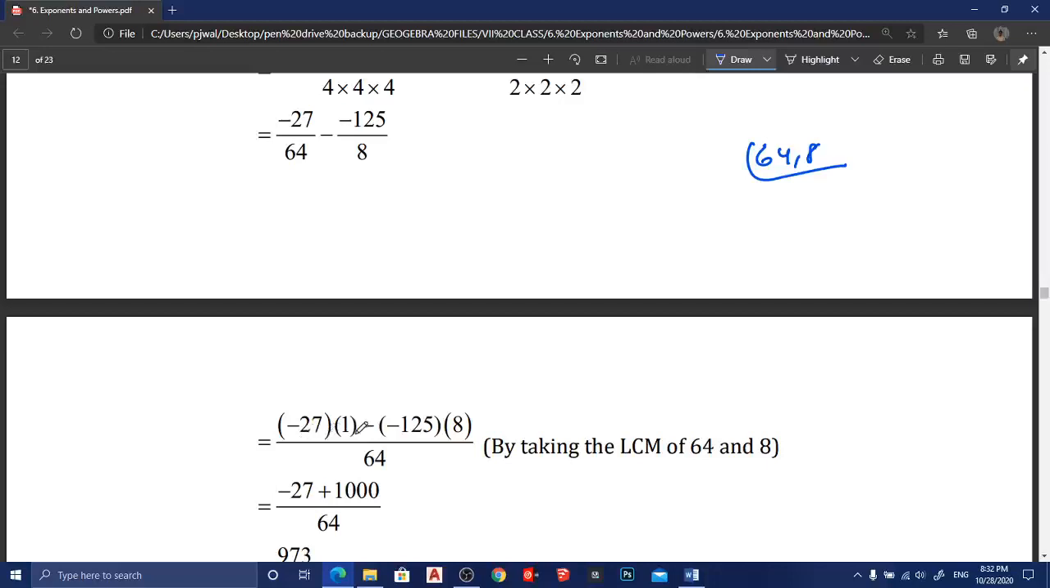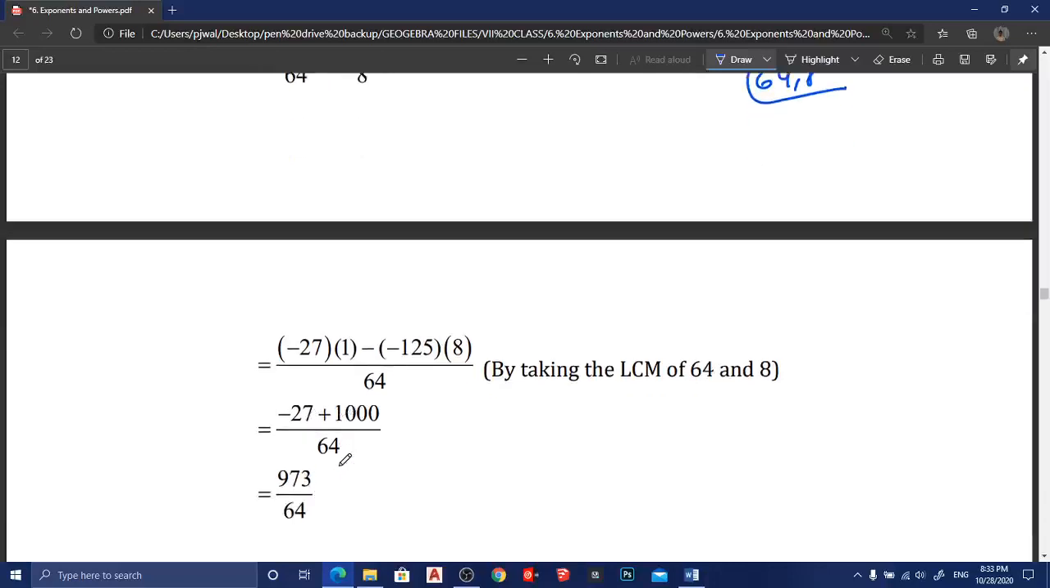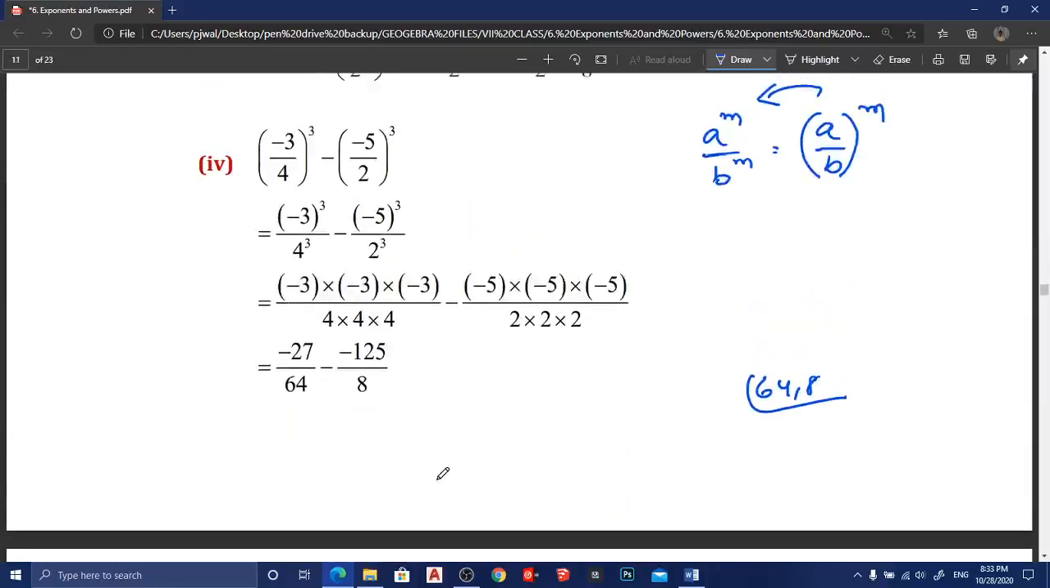So minus 27 into 1 is minus 27. Minus of minus, minus into minus is plus. 125 8s are 1000. So now it is 1000 minus 27. 1000 minus 27 is how much? 973 by 64. So this is the simplified form of the given expression. Here we are using this formula in the reverse format. Okay, there are no direct formulas here. Okay, next one.